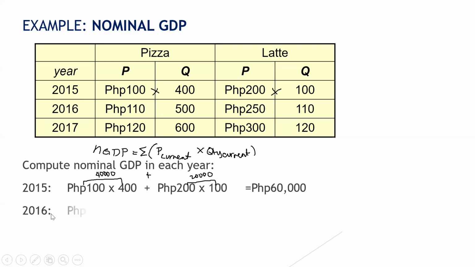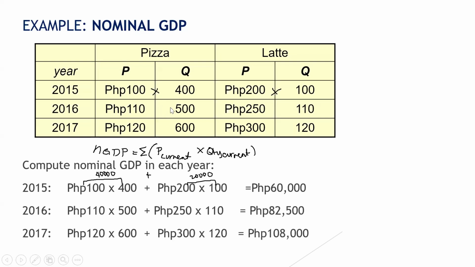Now for 2016, we simply multiply the price of pizza in 2016 with the quantity of pizza in 2016. So we have here 110 times 500 plus the quantity of 250 times 110. So we have here 82,500. Now for 2017, the quantity of pizza is 600 multiplied by its price, which is 120, plus 300 times 120. So we have here 108,000. So you just simply use this formula of the nominal GDP so that we can get the value of the nominal GDP in each year.